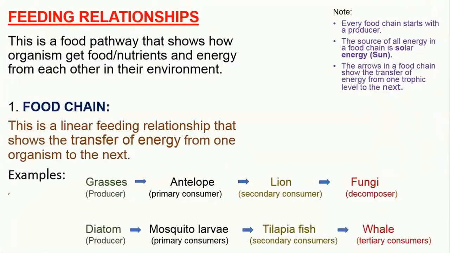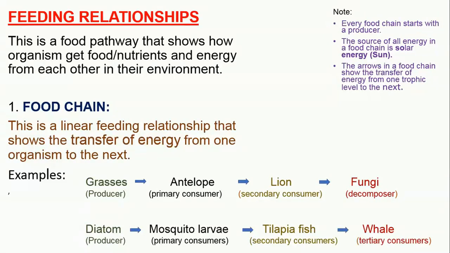So let's talk about feeding relationships. Now, what is a feeding relationship? This is a food pathway that shows how organisms get food or nutrients and energy from each other in their environment. Now, we have different kinds of feeding relationships, so we'll be discussing them one after the other.